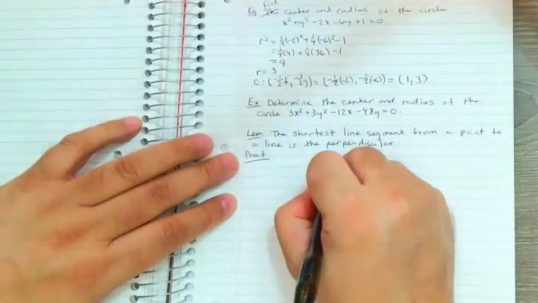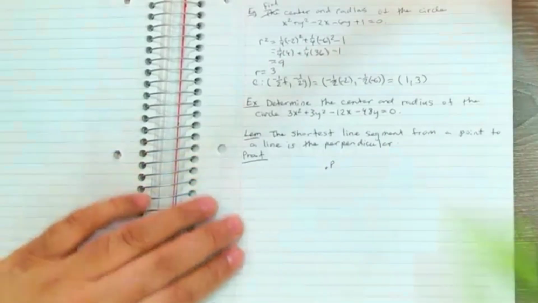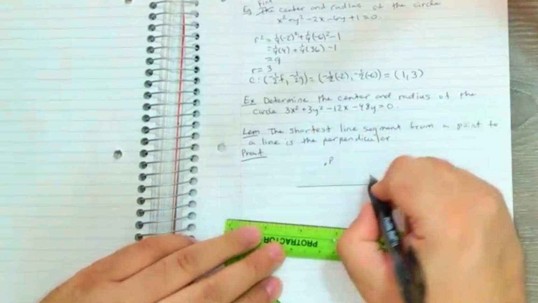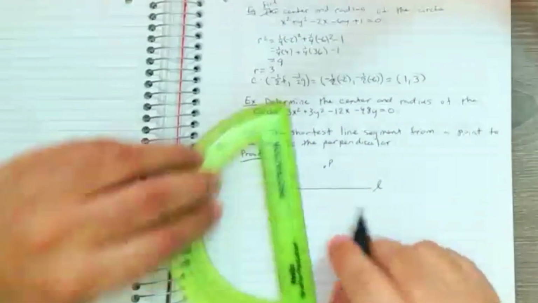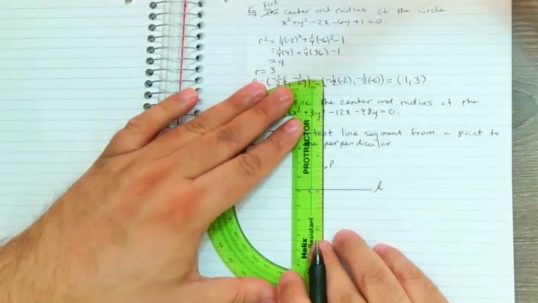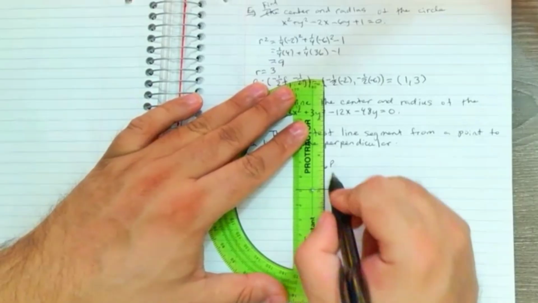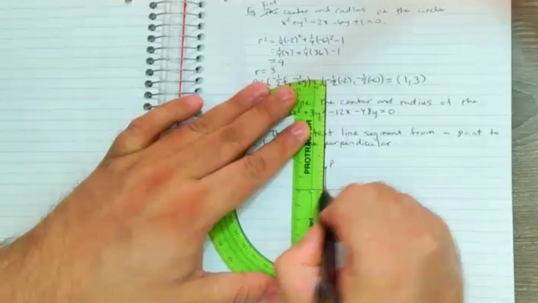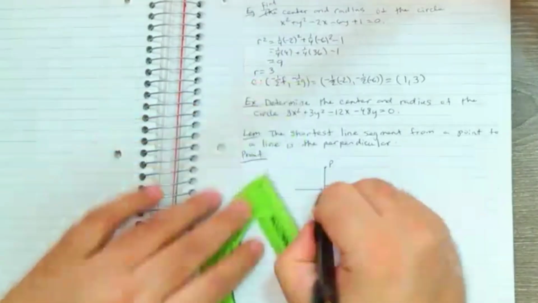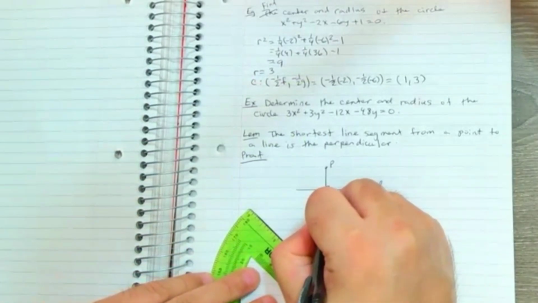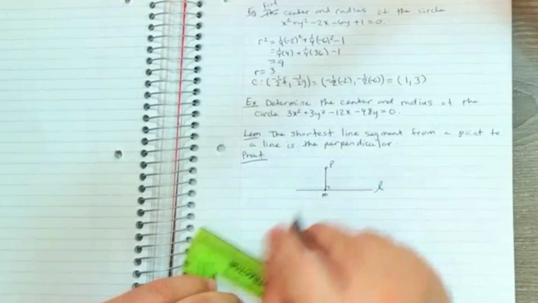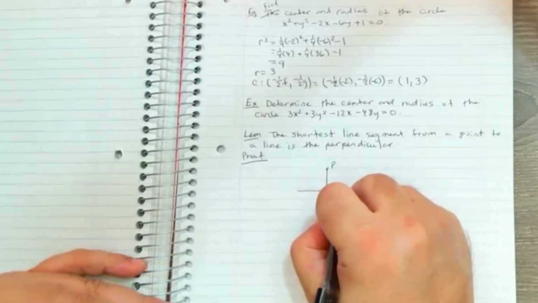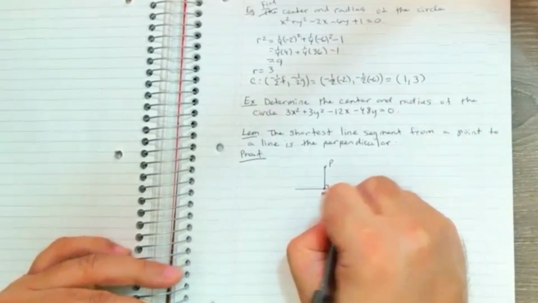So we have a point P and a line L. I want to show that the shortest line segment is the perpendicular from the point P to the line L. We'll call that point of intersection M. So consider any other point Q on the line.